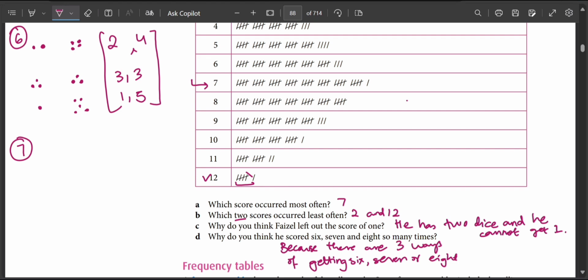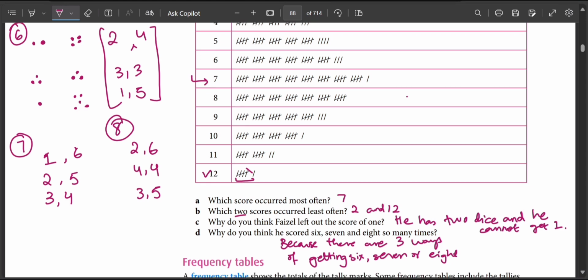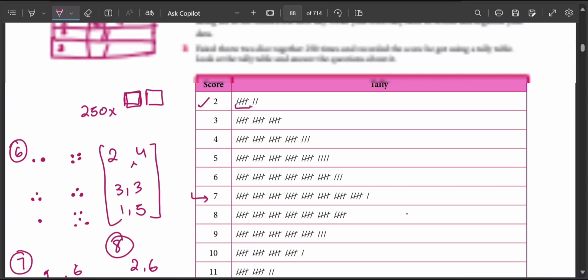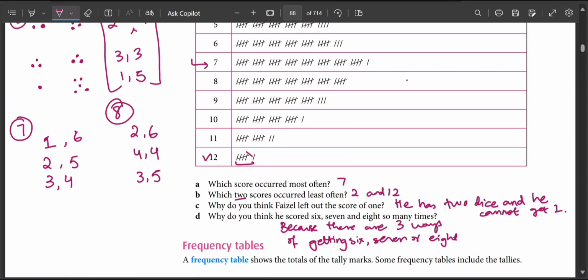किस तरह से? 1, let me just write 1 और 6. 1 और 6 हो सकता है, 2 और 5 हो सकता है, 3 और 4 हो सकता है. For 8 we can either get 2 and 6, right? We can either get 4 and 4, or we can get 3 and 5. So these are the possibilities जिसकी वजह से हम 6, 7, 8 हमारे पास 3 ways से आ सकते हैं. So this is where our exercise 4.2 comes to an end. I hope this was clear and easy to understand.